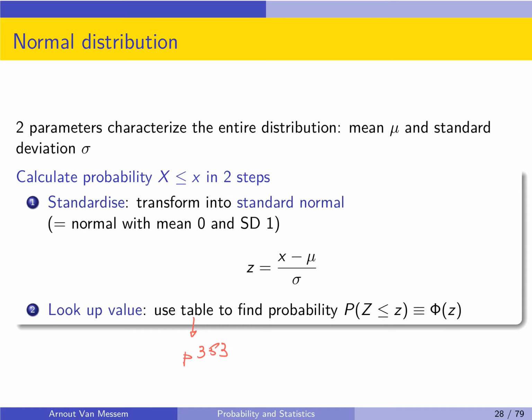So phi of minus z is 1 minus phi of z. You can apply this to find the same values, or to find the probabilities for negative values of z. So to find the probability of an interval for a variable which follows a normal distribution, you only need to know the values of the standard normal distribution.